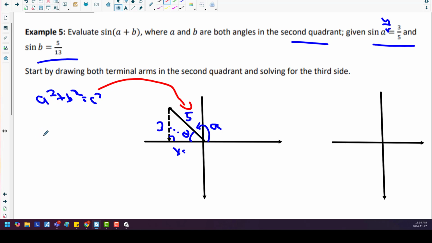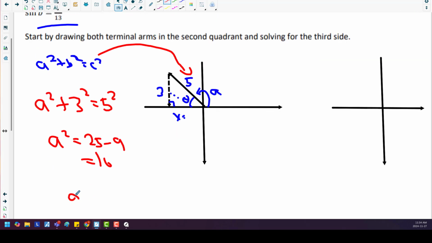So this is actually a squared plus 3 squared is equal to 5 squared. And then a squared is equal to 25 minus 9, which is 16. And a is equal to 4, because the square root of 16 is 4. So my x value is 4. So just pay attention to that.